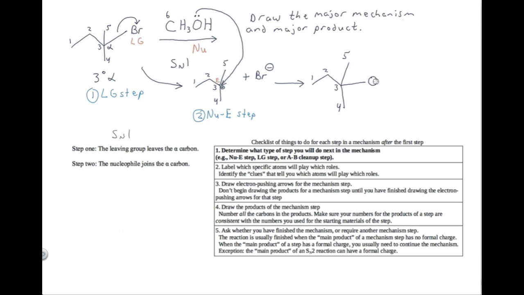Now, should this oxygen still be bonded to the hydrogen and to carbon 6? Well, yes, because these were all covalent bonds. Remember, we don't break a covalent bond unless there's an electron pushing arrow that tells us to. For example, this electron pushing arrow clearly tells us to break the bond between carbon 3 and the bromine because the arrow tail is on that bond. This arrow tail is not on a bond, so it doesn't tell us to break a bond.